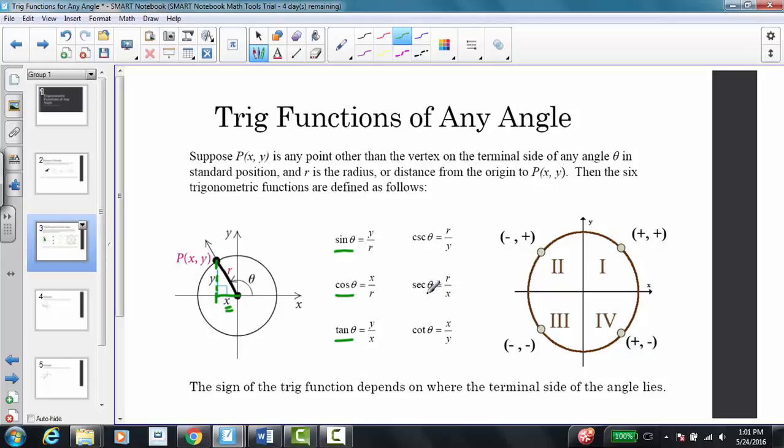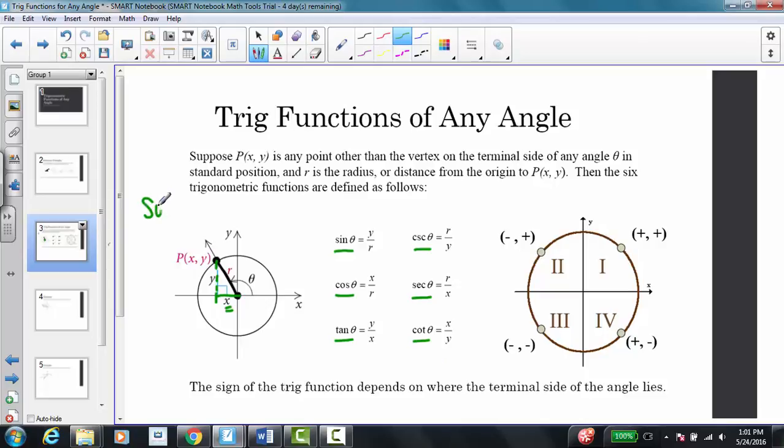The cosecant, secant, and cotangent functions are just going to be the reciprocals like we've previously talked about. For cosecant, we have r over y, secant, we have r over x, and cotangent, the reciprocal of tangent, being x over y. So let's take a minute to talk about why these relationships are true.